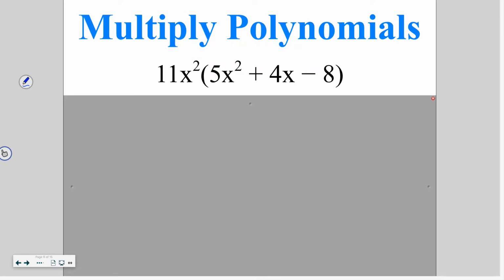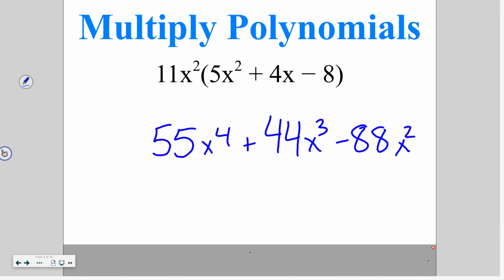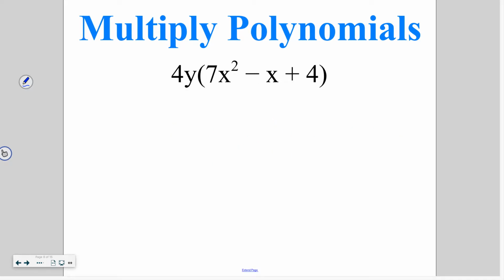Go ahead and try this one on your own. You got 55x to the fourth plus 44x cubed minus 88x squared. Sometimes you will get variables that do not match. You still are able to do this distribution. You just cannot combine your variables anymore.